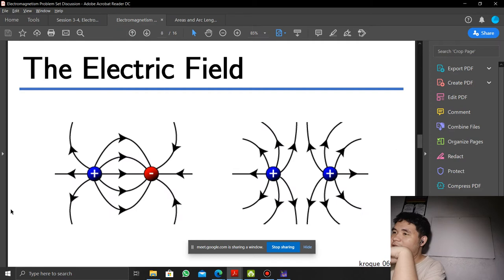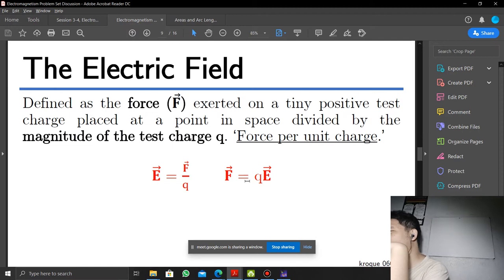Now, for electric field naman, na-discuss natin kapag positive test charge and negative yung point charge, papunta doon yung electric field. And pag same charges naman sila, ayun, they repel also. Okay? Then, the electric field is defined as force exerted over a test charge, Q. E equals F over Q. Then, from here, F equals QE.